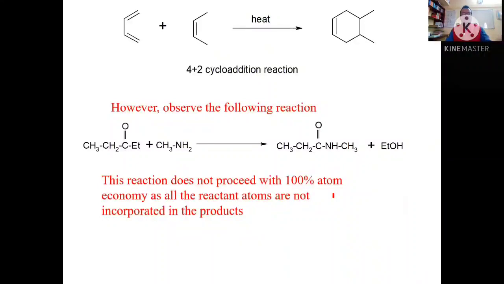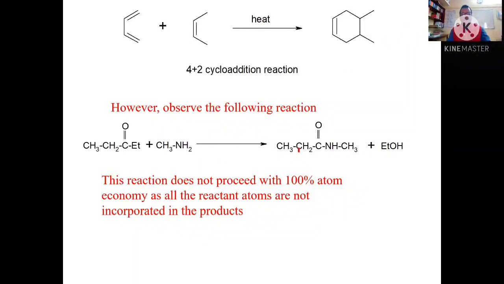Then again, the 4+2 cycloaddition reaction. This is the diene, this is the dienophile. On heating, you will get a cyclohexane derivative. Here again, there is no waste generated. So this is a reaction with 100% atom economy. And we wish that all chemical reactions have 100% atom economy. Then we can argue that we are generating no waste. So this is a green reaction.